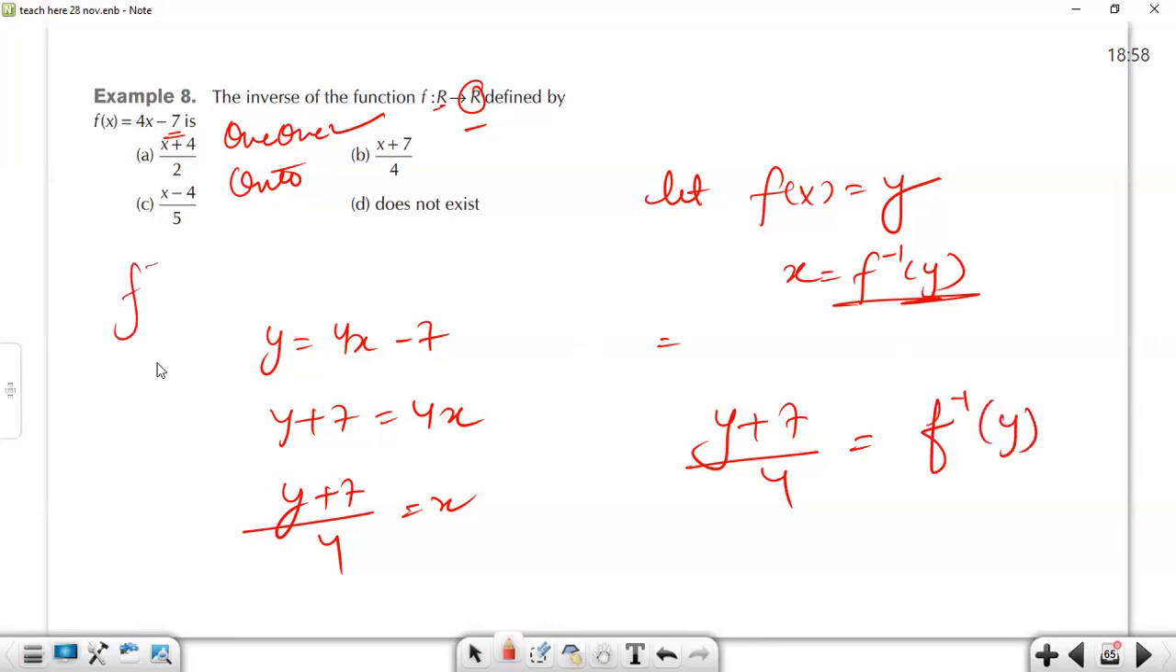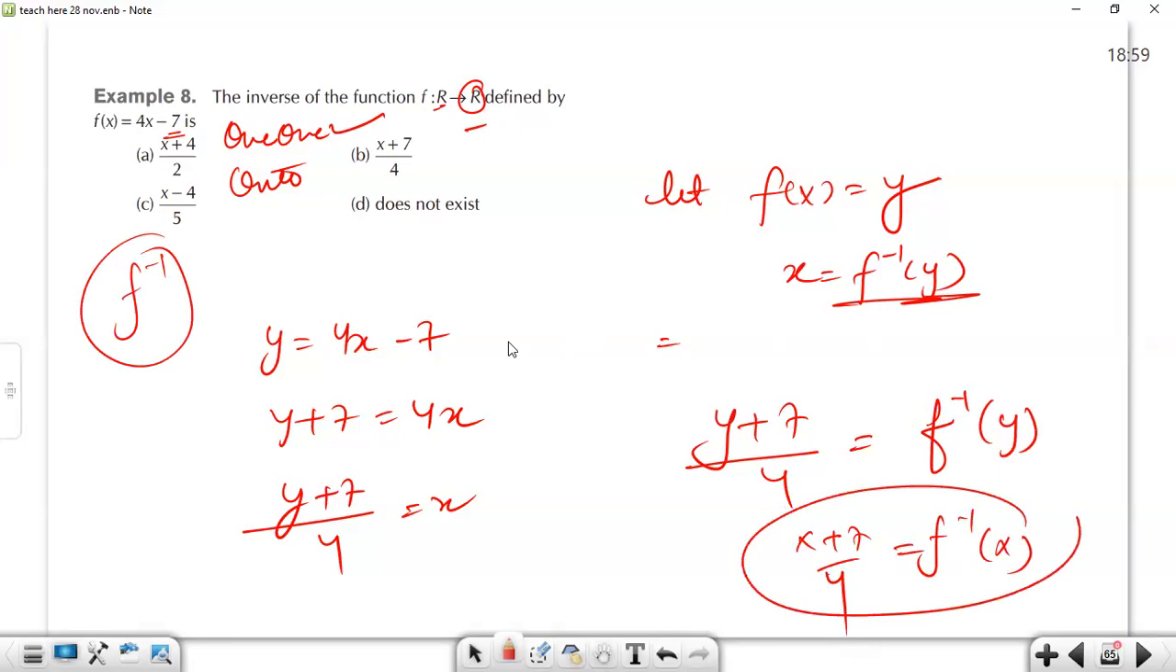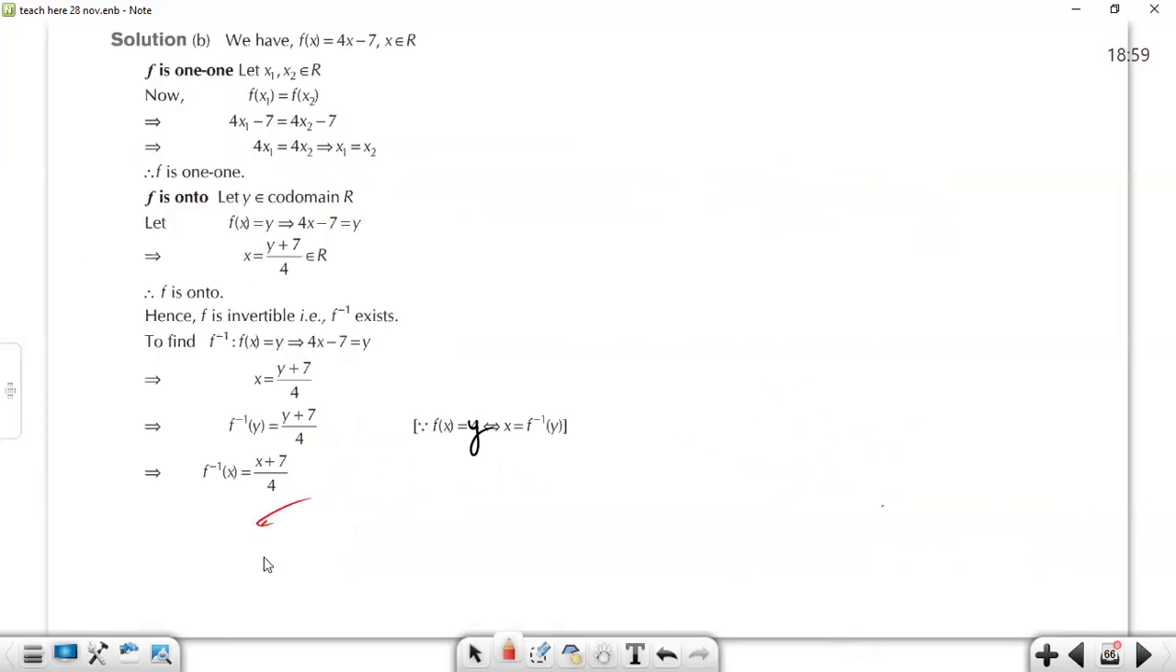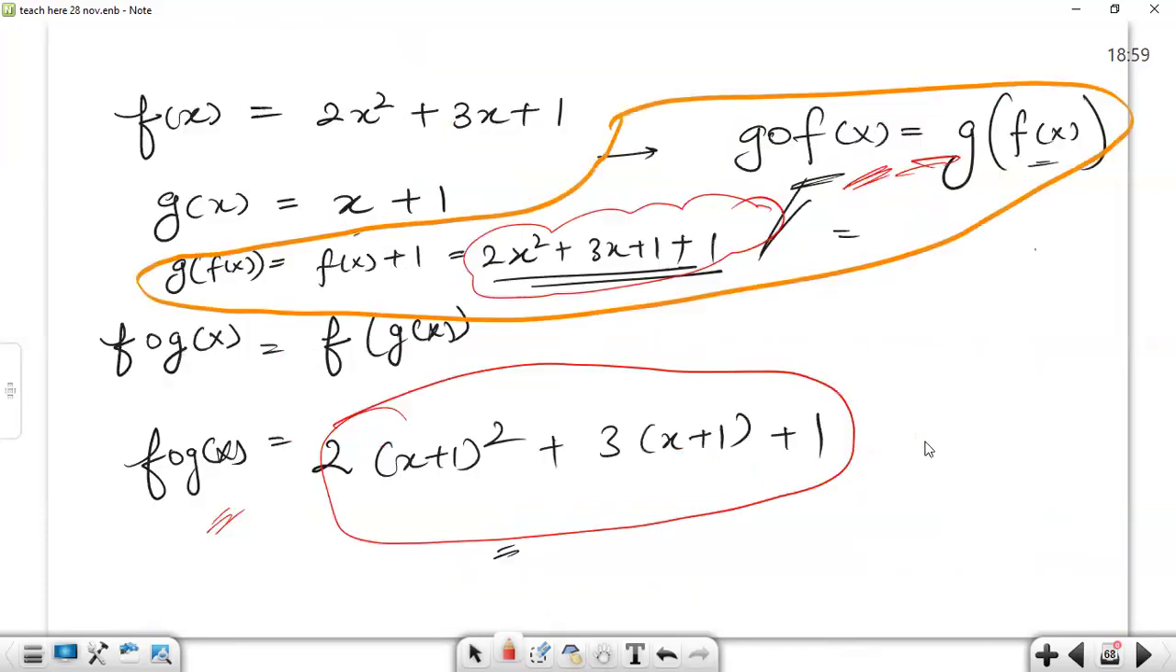We only care about f inverse. The variable is just a letter, so let's replace the letter with x. (x plus 7) by 4 should be our answer if the given inverse function is in terms of x. That's why we have conveniently changed the variable. So the answer should be B. Yes, it is the case here. I hope that's clear. If any doubt, you may ask.